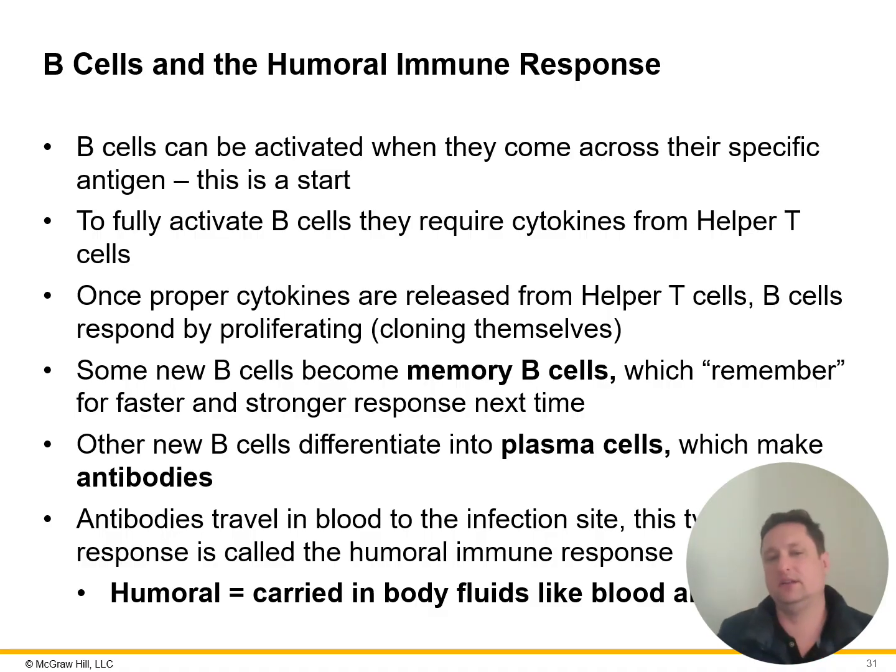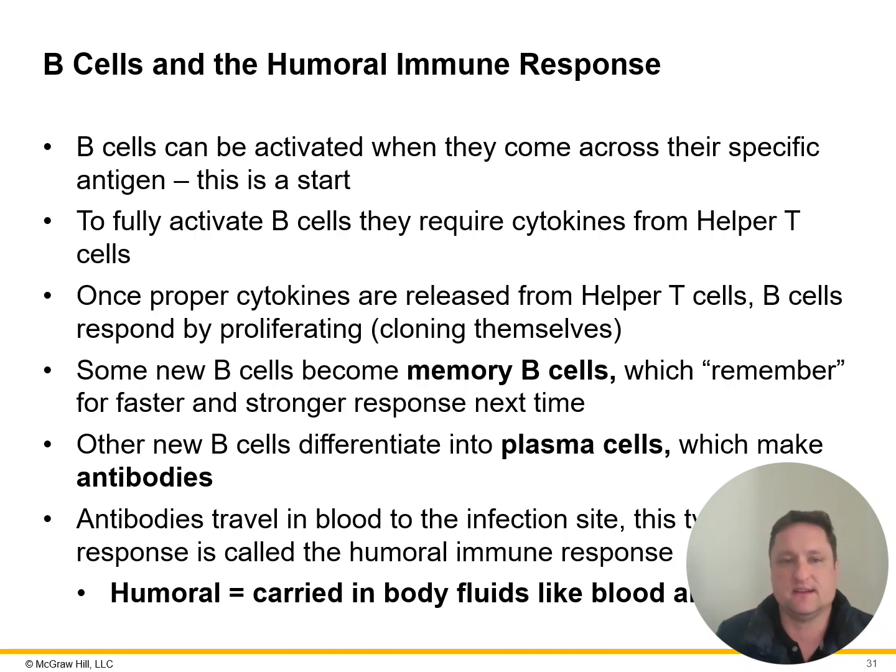So, B cells and the humoral immune response. B cells are activated when they encounter their specific antigen. That's the starting signal. But to fully activate, B cells always need help from helper T cells. When a helper T cell recognizes the same antigen, it releases cytokines, the chemical go signals B cells are waiting for. With those cytokines on board, the B cell proliferates, it clones itself into a large population of identical cells. From that expanding clone, two major paths emerge.